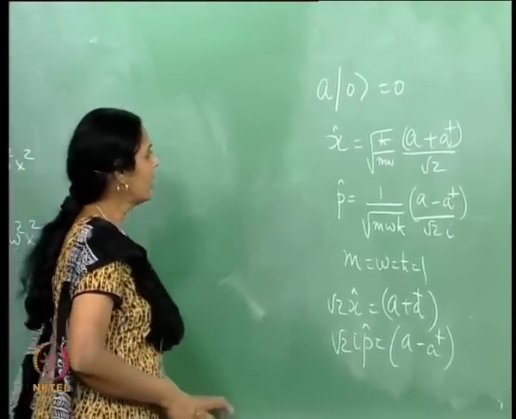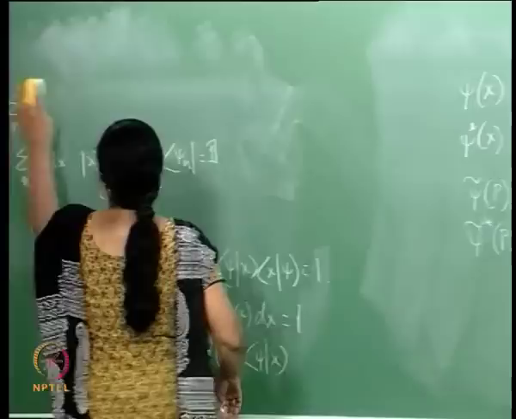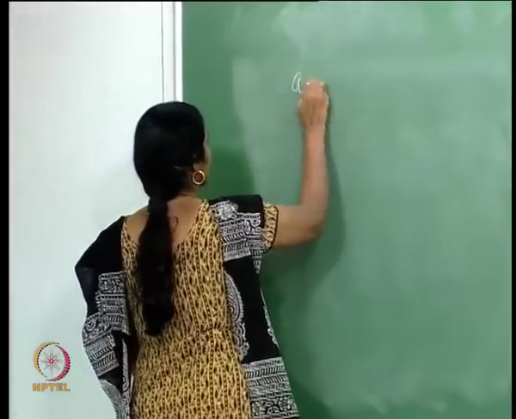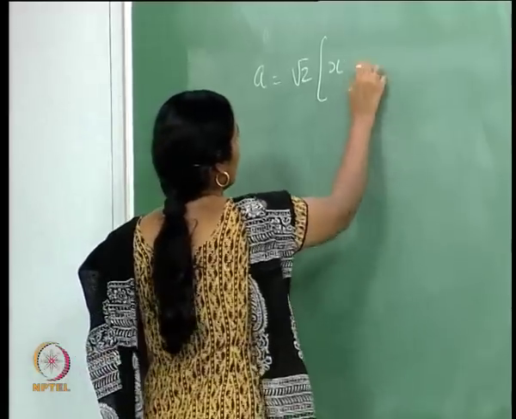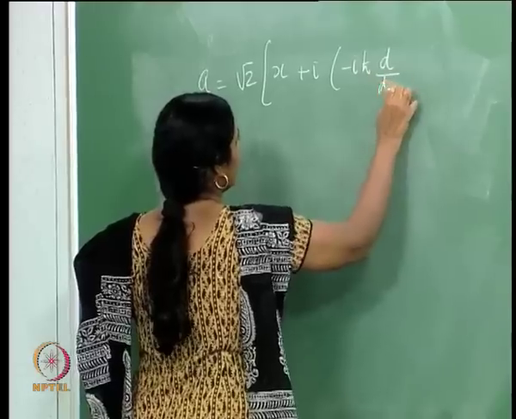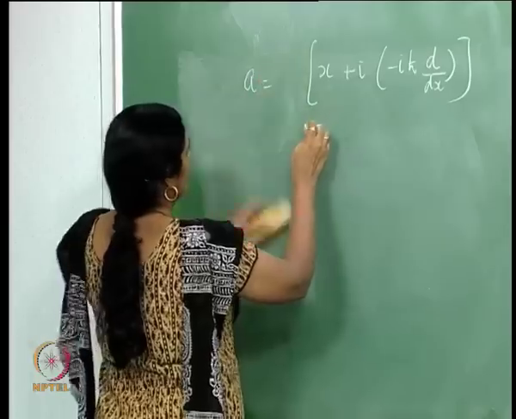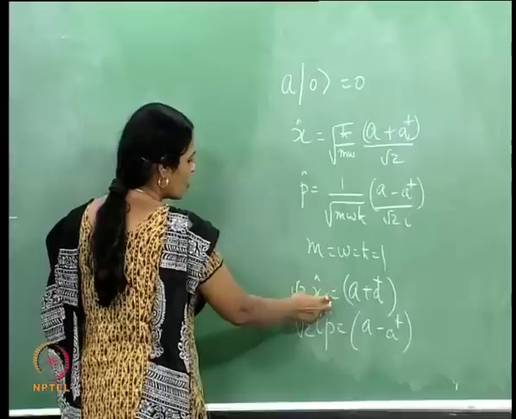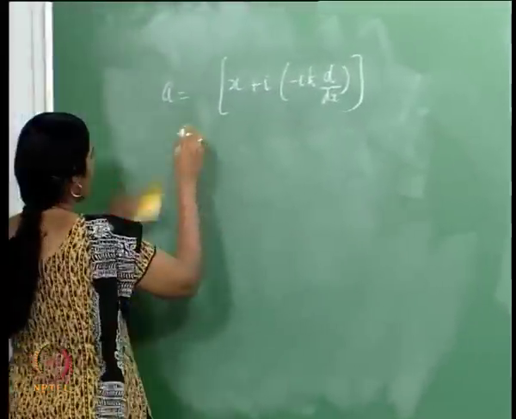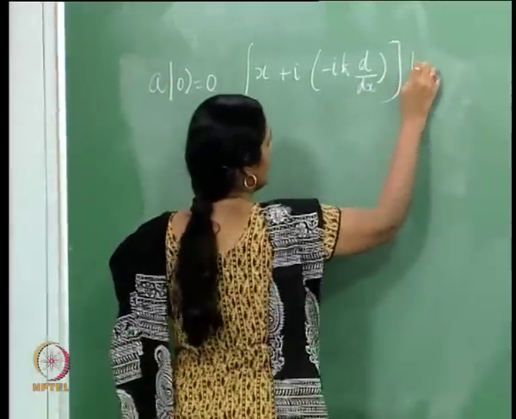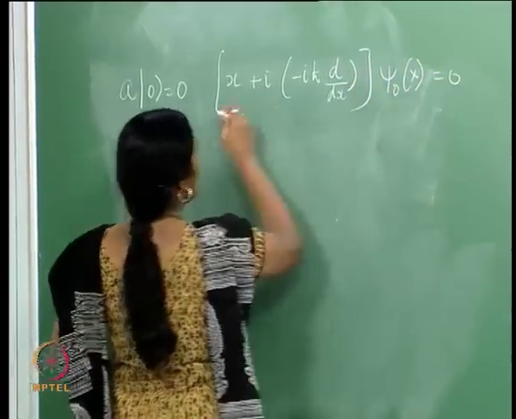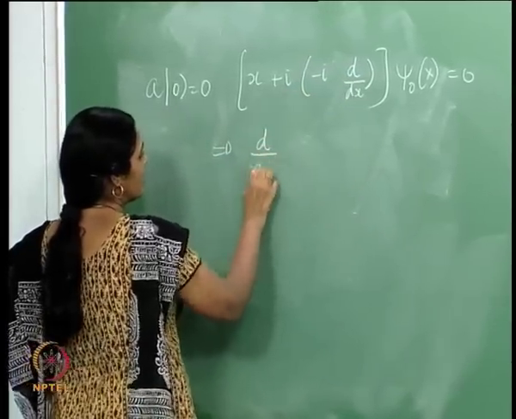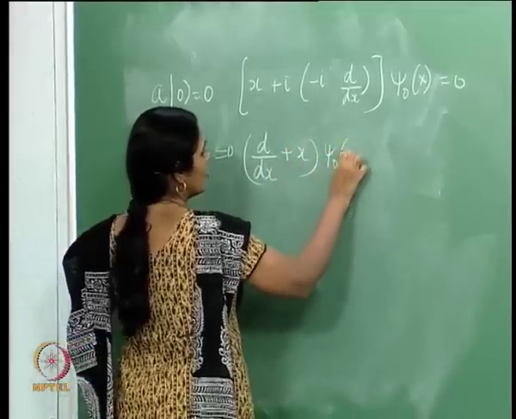And the equation for the ground state, a on ket 0 is 0, simply translates to the following. A itself is root 2 x plus i times minus i h cross d by dx. It is just x plus minus i h cross d by dx, because root 2 a was root 2 times this. So, give or take a half, a on ket 0 equals 0 just turns out to be psi 0 of x acted upon by this operator is 0. That implies, and I have set h cross equals 1, that d by dx plus x acting on psi 0 of x equals 0.